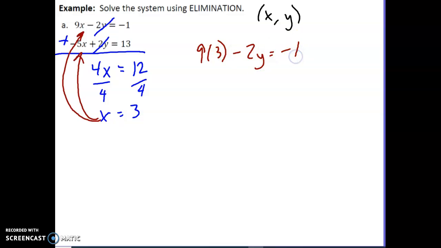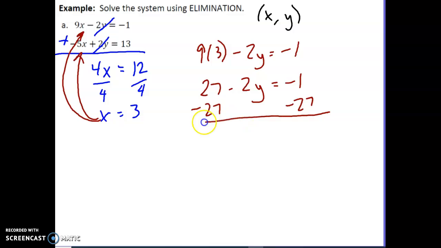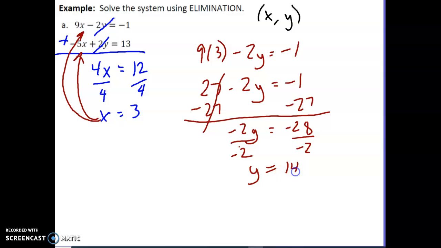All right, I'm going to substitute 3 in place of x. I'm going to simplify. My goal now is to get y by itself. So I'll subtract 27 from both sides. Don't forget to bring down that negative with the 2. Dividing both sides by negative 2 to get y by itself. And I get the answer y equals 14. And then I'm going to write my final answer as the point 3, 14.